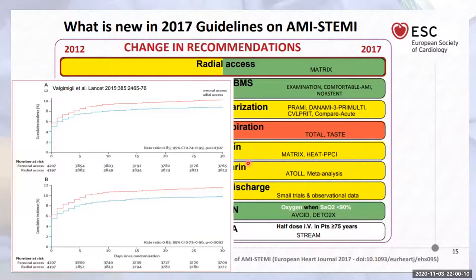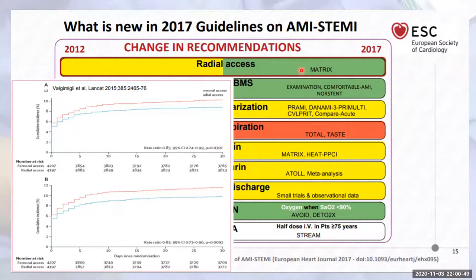And also from the ESC guidelines, we saw some changes when comparing the 2012 guidelines to the 2017 guidelines. At the top, radial access was upgraded from class 2A to class 1. And that was based on the MATRIX trial. MATRIX is considered a program, as we all know, conducted in four countries over 78 centers. And the aim was to compare femoral versus radial, besides comparing bivalirudin to unfractionated heparin.